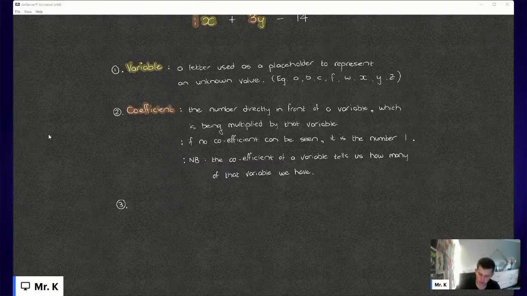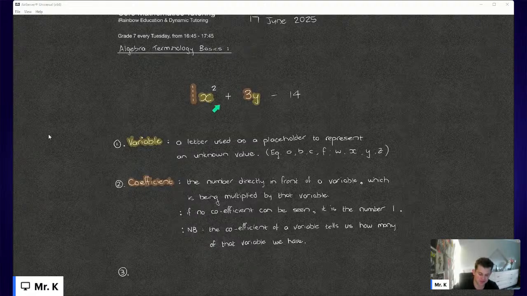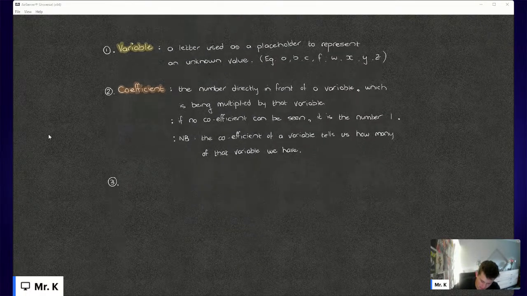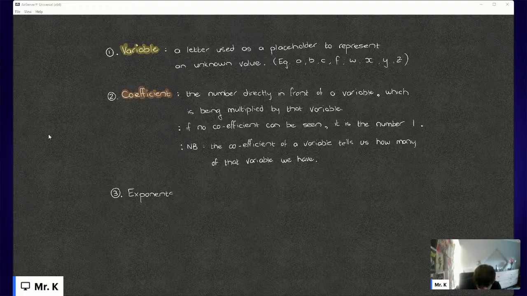Right, so now we know what the variables and coefficients in this expression are. The next thing we want to talk about is what we call exponents, grade sevens. And we've had a few lessons on this already this year. We know that exponents are also called powers. Okay. Exponents are powers.